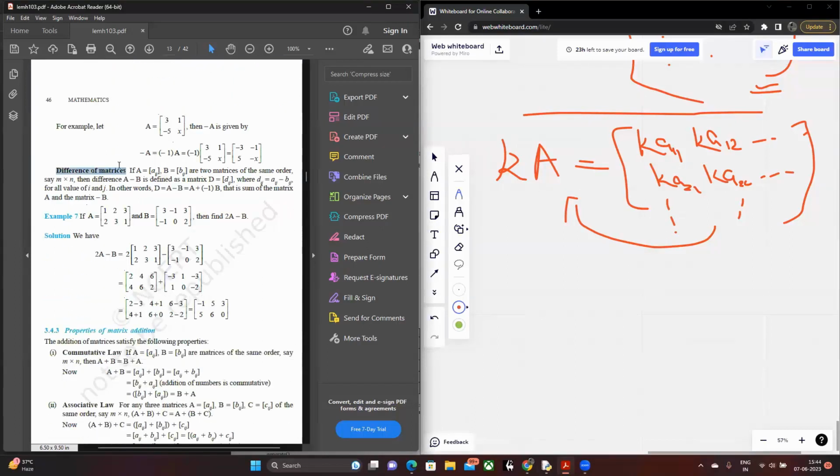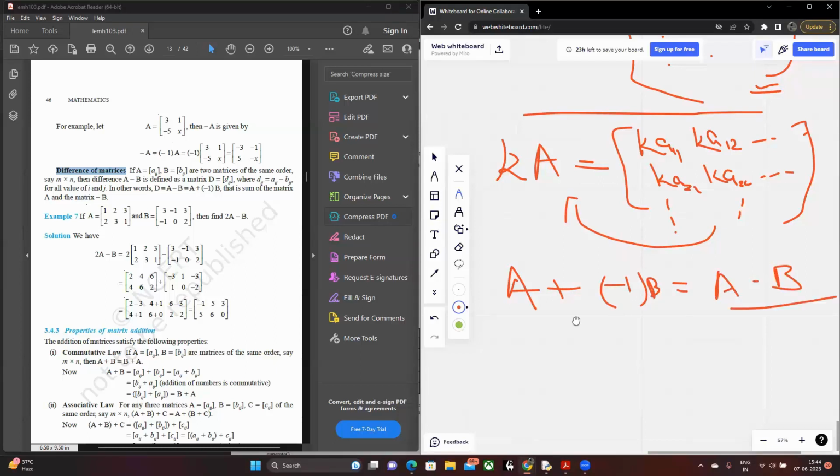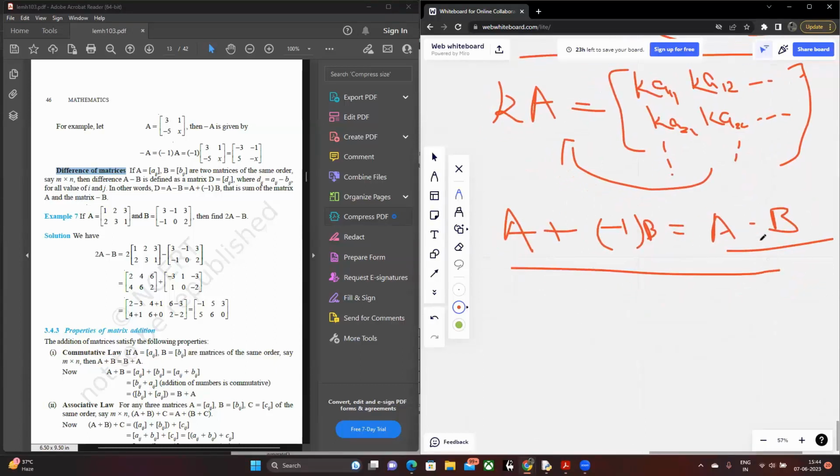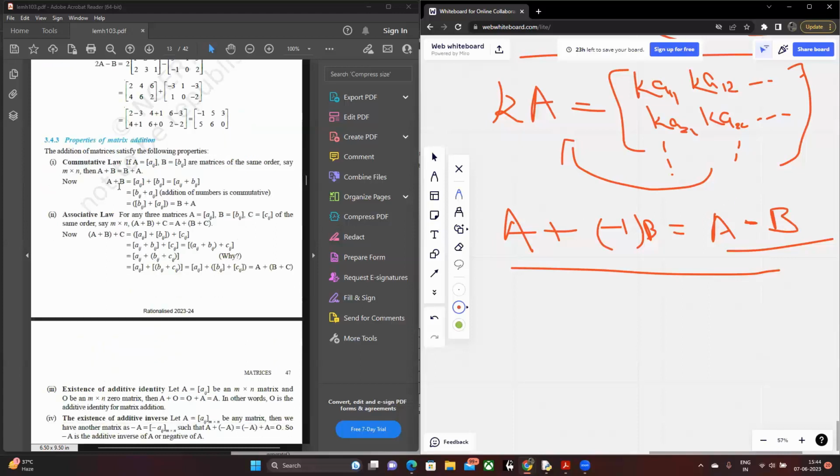And then you have this leading from the sum of the matrix, that is the difference of matrices, right? If you have A plus -1 times B, that is basically equal to A minus B, right? This is what is the difference. This is going to be a sum, and this is going to be a representation of the sum property and the scalar operation, right?